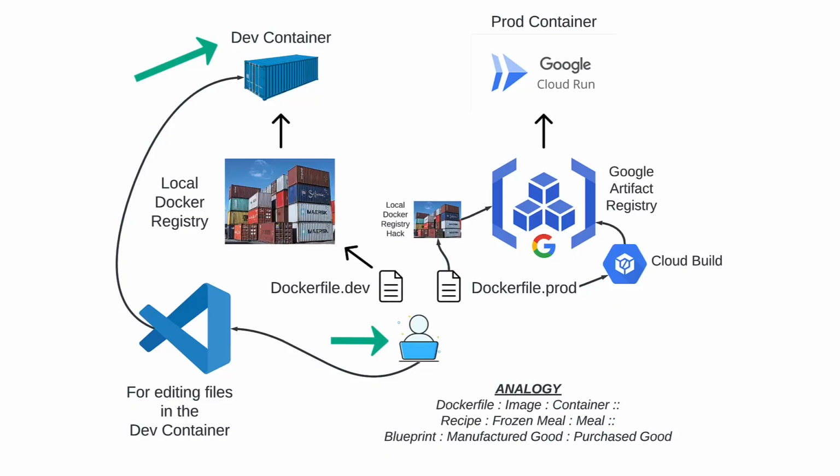The left half of this diagram shows what we have done up till this point, and the right half of it shows what we're about to do. Deployment step number 1 will be to create a repository in Google Artifact Registry. A repository in this context is a place where we can store images.